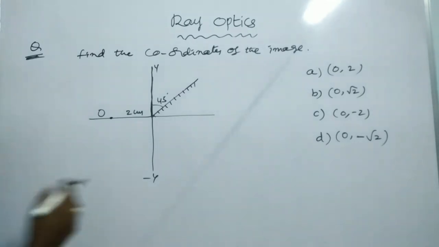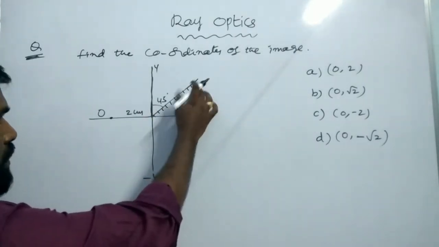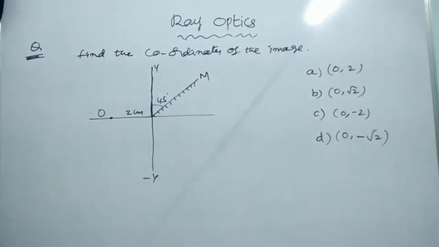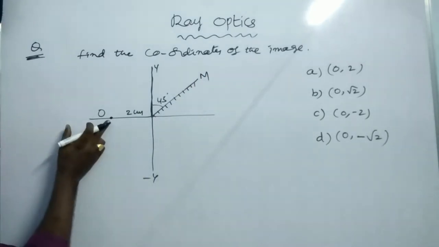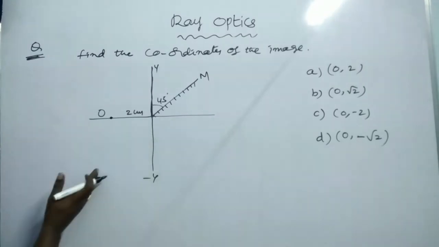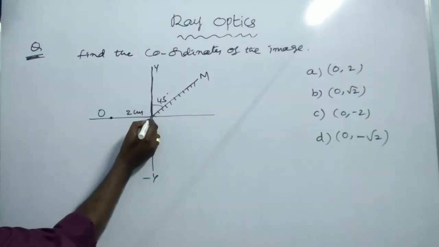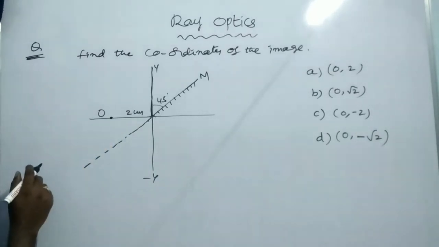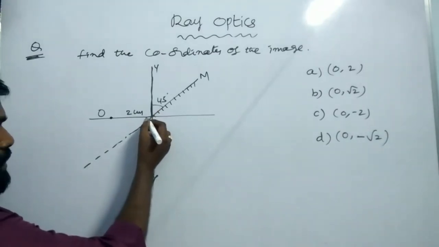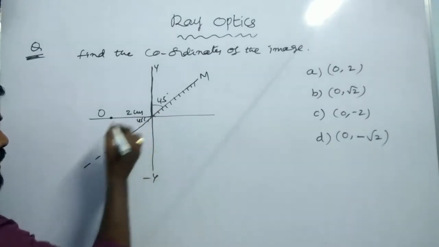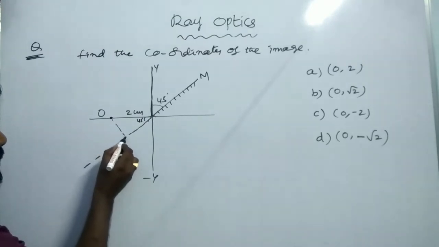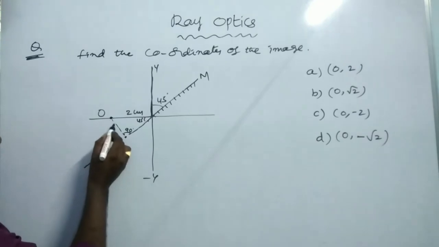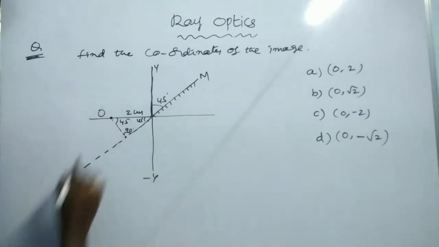Let us write. So here there is a mirror, it is M. So this is the object here. If the light rays are incident here, there is no mirror, so the mirror is extended like this. Okay. So now this is the mirror. Right? This is 45 degrees and this is also 45 degrees. So this is the normal line, which makes 90 degrees to the object. So this is the 45 degrees.